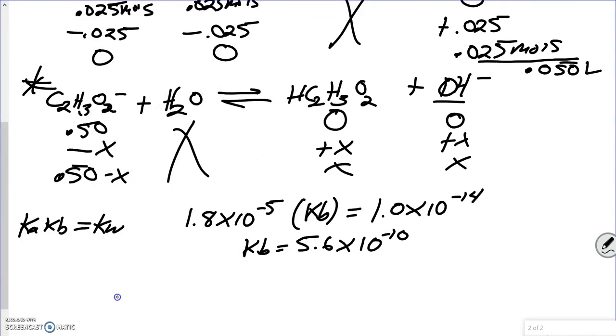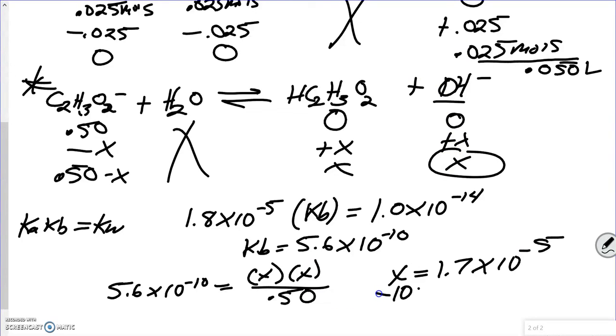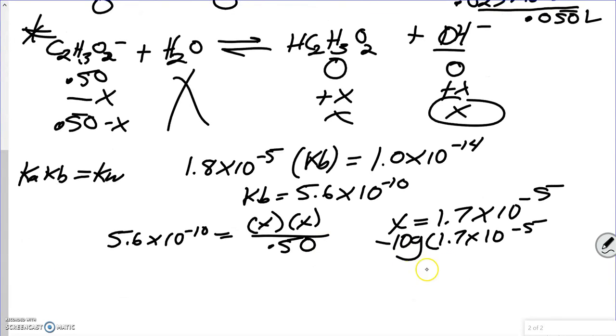Now we can solve using this equilibrium expression. 5.6 times 10 to the negative 10th equals x times x divided by 0.5. Okay, and what that gives us is x is going to be equal to 1.7 times 10 to the negative 5th. And notice here, x is our hydroxide ion concentration. So when we take the negative log of that value, we're actually calculating pOH. So don't forget that little detail. It all depends on who we're taking the negative log of. So our pOH is going to equal, in this case, 4.78.